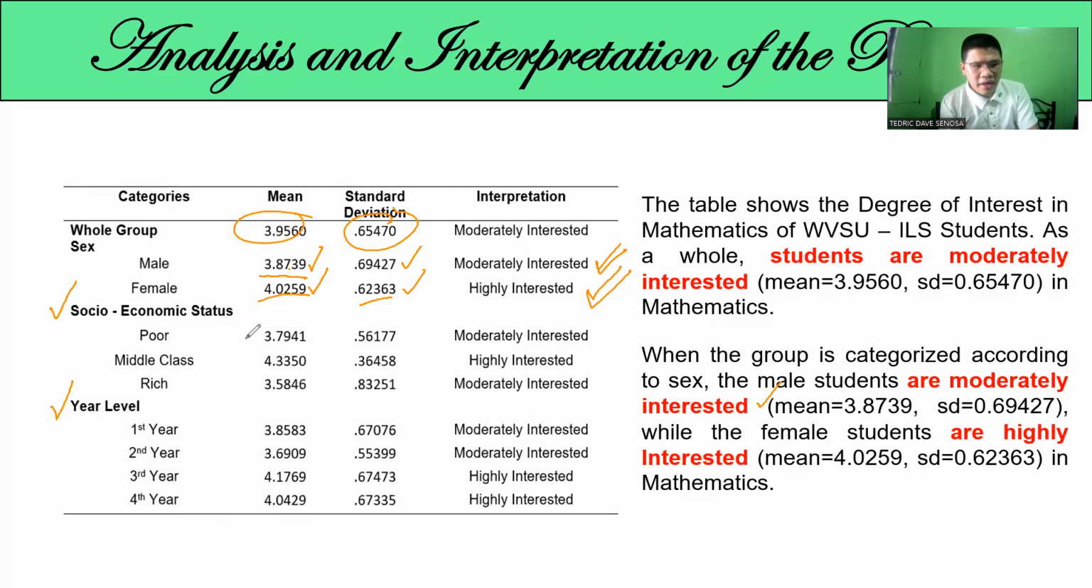So the table here in our APA format, you will get it in your table a while ago in the results, the same with SD, and then you interpret it the same with the Likert scale. In the year level, the same process. So the analysis and interpretation would just be the same, but it would be included in the next paragraph.